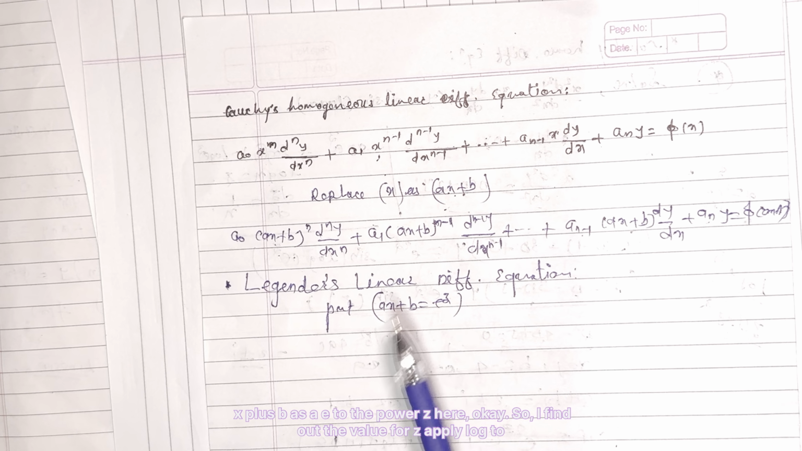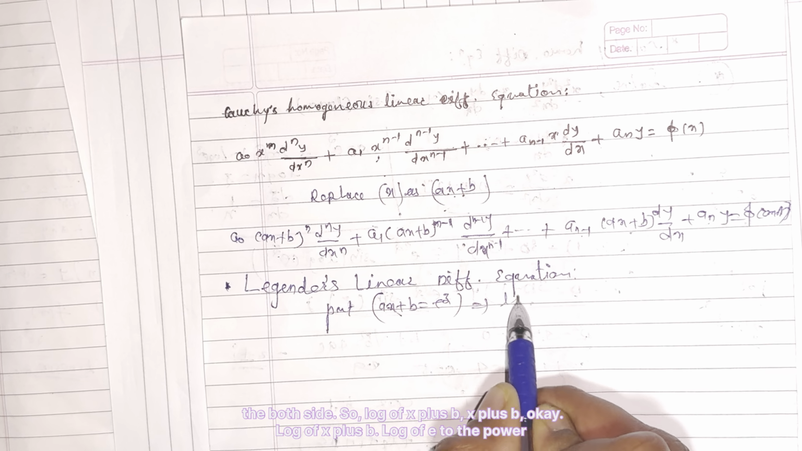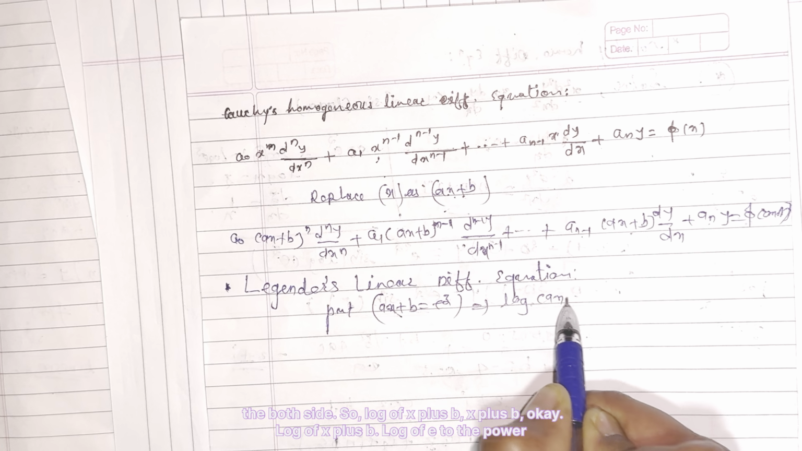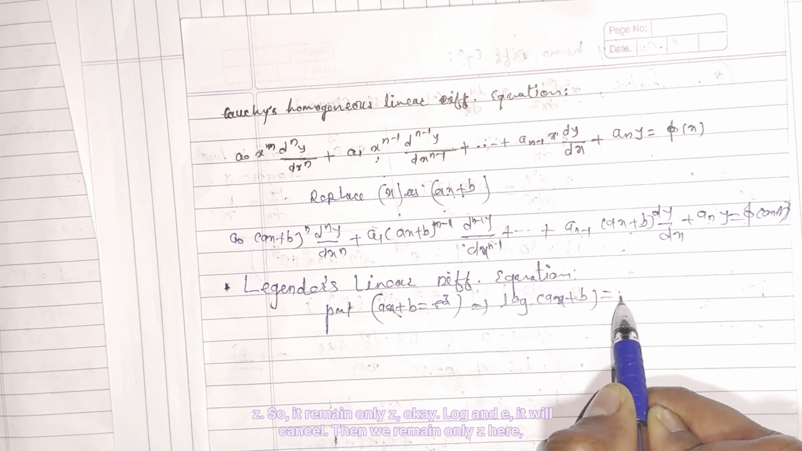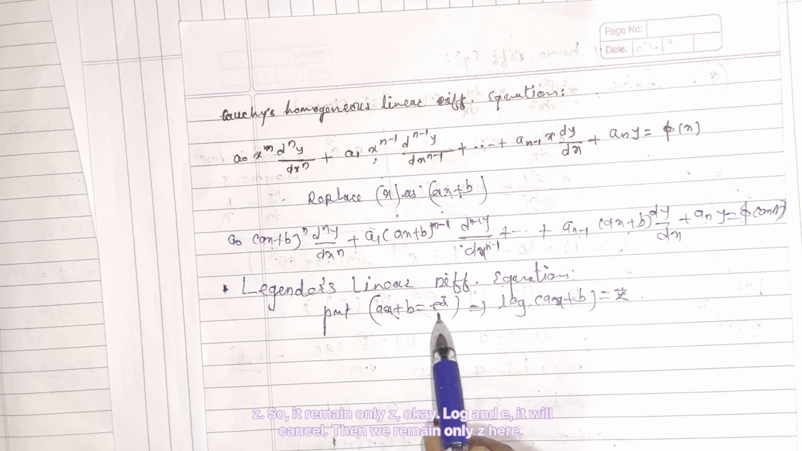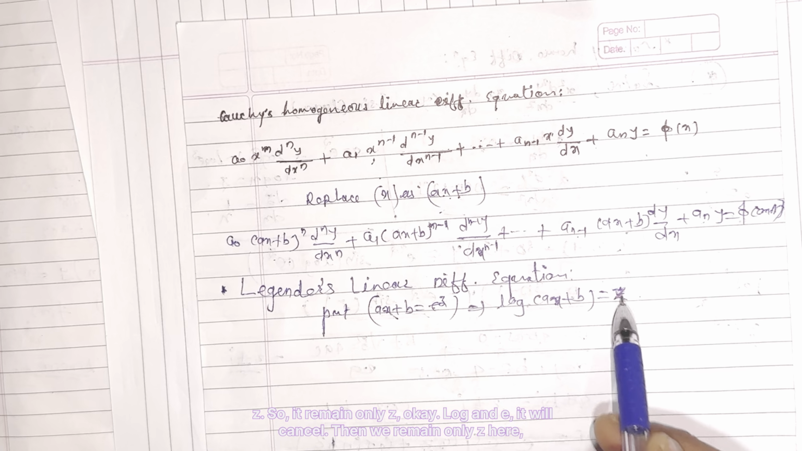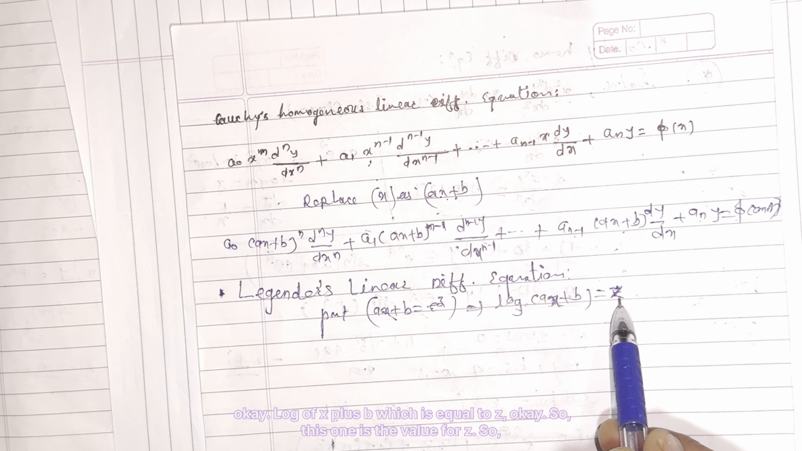To find the value of z, apply log to both sides. So log of ax plus b equals log of e to the power z. Log and e cancel, so only z remains. Log of ax plus b is equal to z.